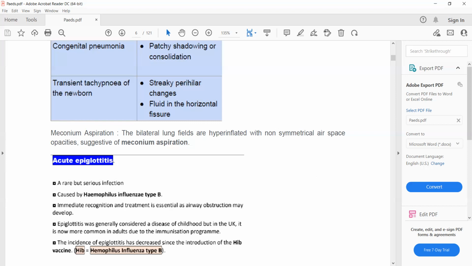Clear? Yes. So will it show clearly on the chest X-ray?